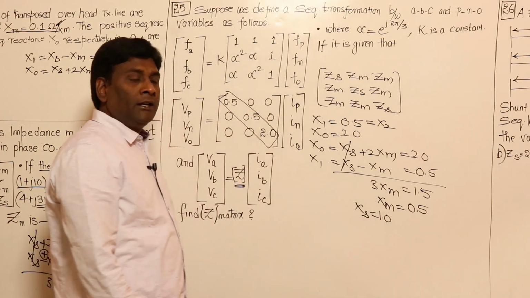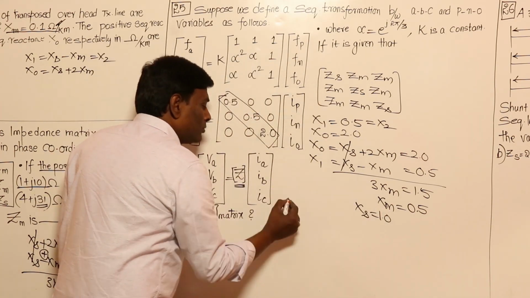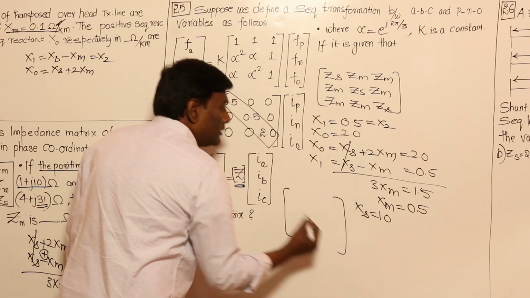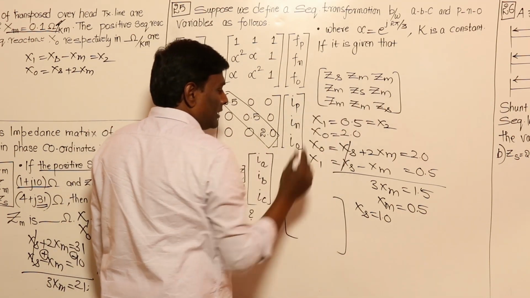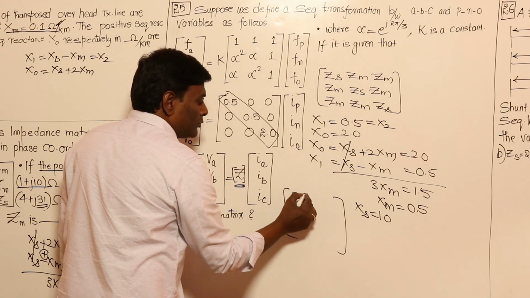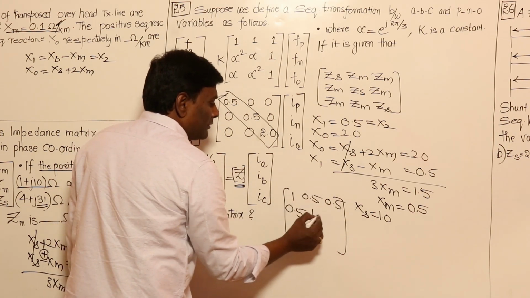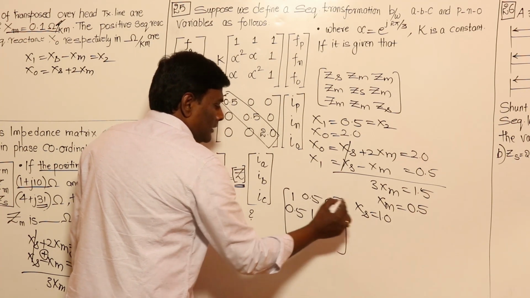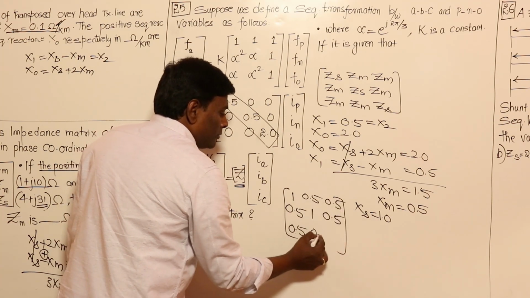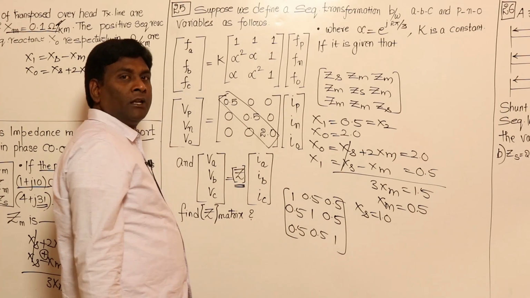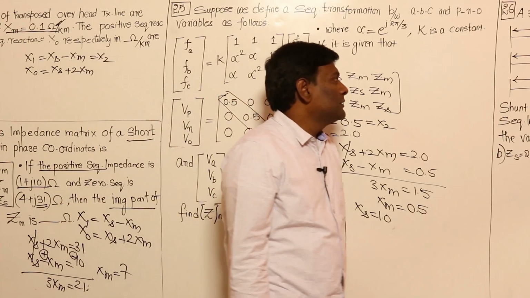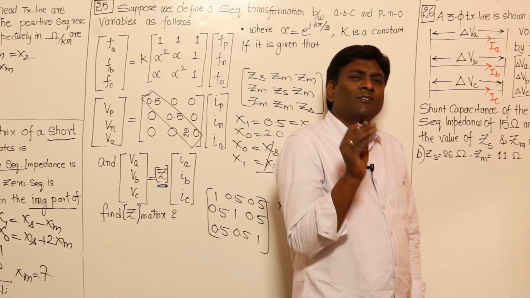So what is my network now? My network is going to be self, mutual, mutual. Self is going to be 1, mutual 0.5, mutual 0.5; mutual 0.5, self 1, mutual 0.5; 0.5, 0.5, 1. That's it. Now let us think of one more problem. These are all actually small problems.